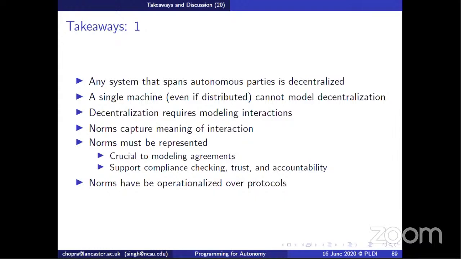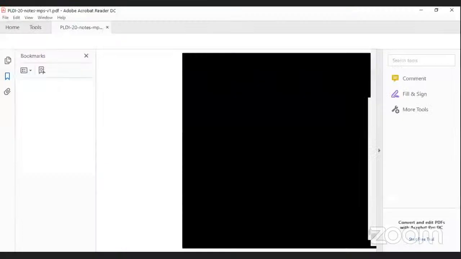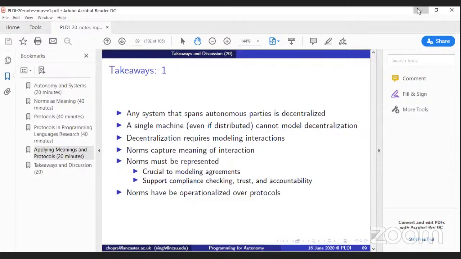I think Stuart raised a question on Slack about data flow and so on. My understanding of data flow is that it can be used to specify a machine. But again, we are not talking about a single machine.